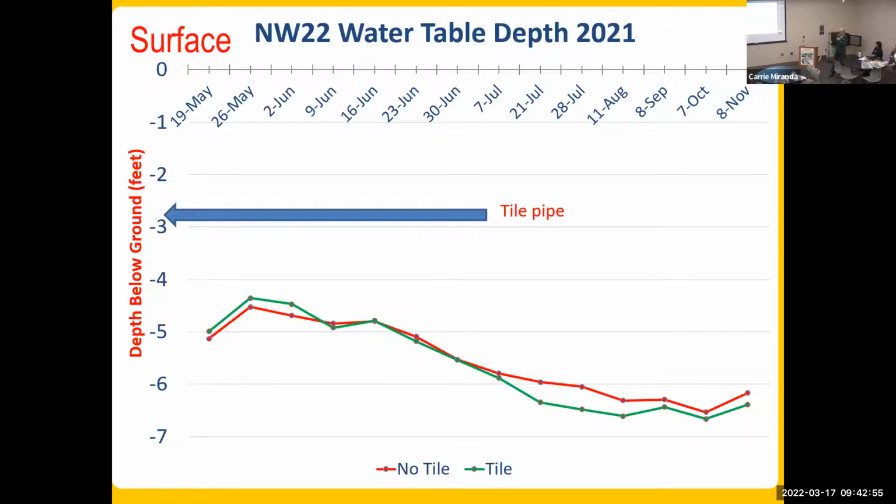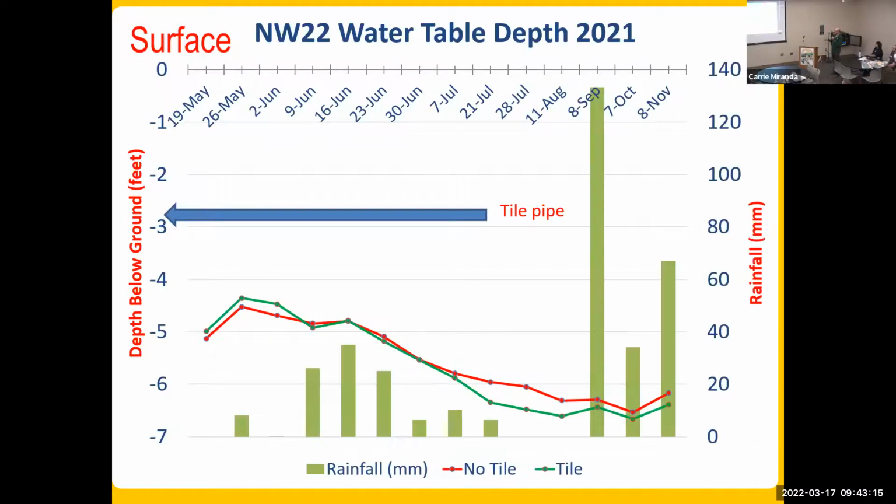But what I want to point out is here that what we have seen over the years, and I can show you many of these graphs, that in the beginning of the year, typically the water table is closest to the surface. As the crop starts to develop, it starts to utilize that water, and the water table starts to drop. So this is kind of what we normally see.